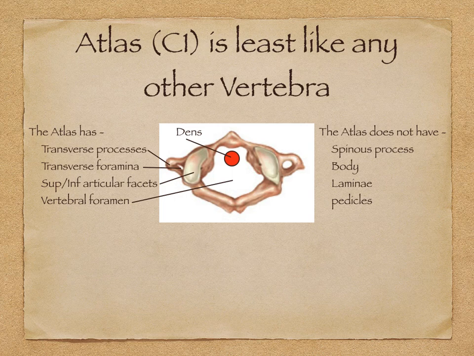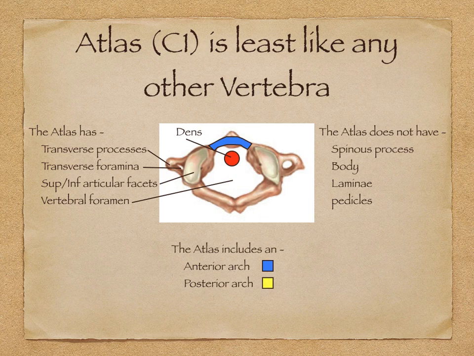What this bone does put in the place of the lamina or pedicles or the body or whatever are two bony arches. So the anterior arch is this little short one that fits around the dens, because the dens is in an anterior position on the axis, and then a posterior arch, one that sweeps around the back and forms the vertebral foramina.